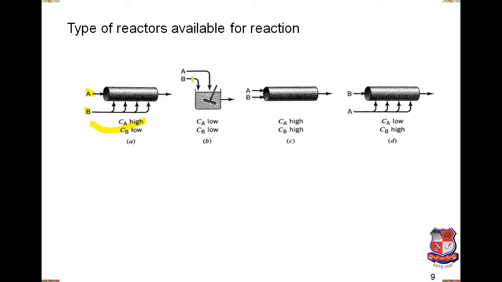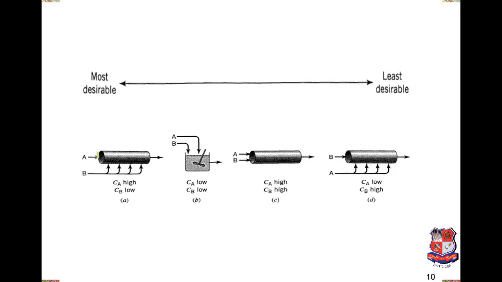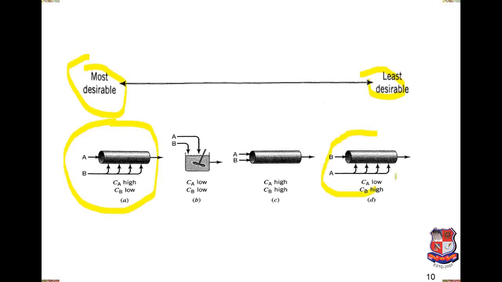But now here, what happens? Cb is low, fine, but Ca is not high, so this is not good. Here Ca is high, fine, but Cb is high, which is not good. And this one is exactly the reverse: Cb is high, which is not good, and Ca is low, which is not good. So this is how we order from most desirable to least desirable. This is the best possible arrangement if you have to recommend, and this is the worst possible, where you get absolutely the worst results for desired product to undesired product formation.